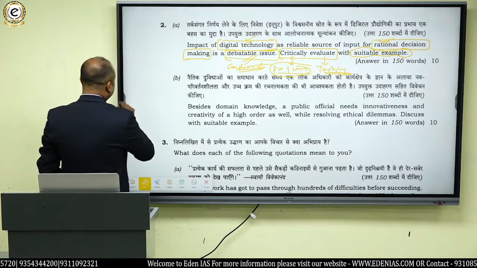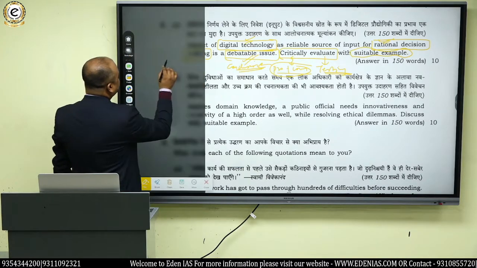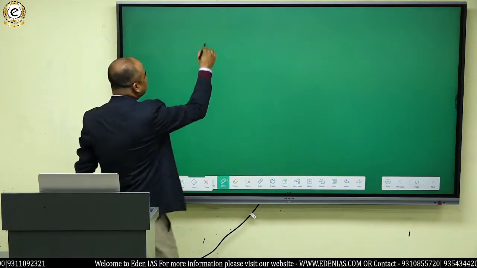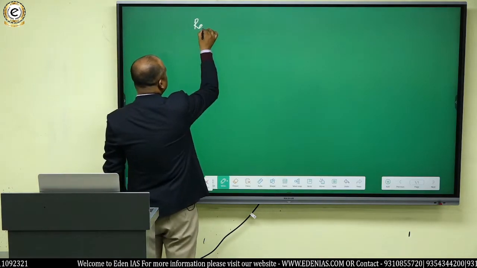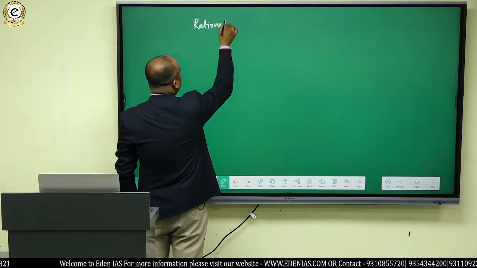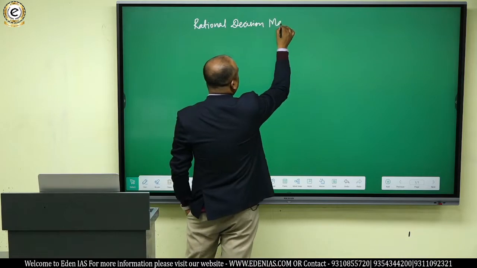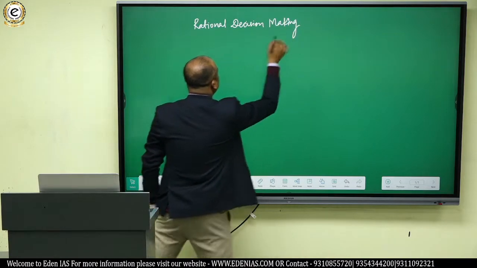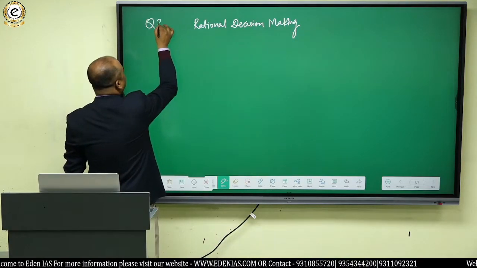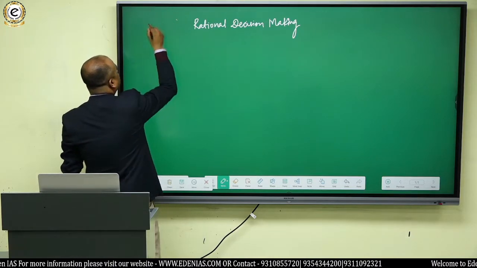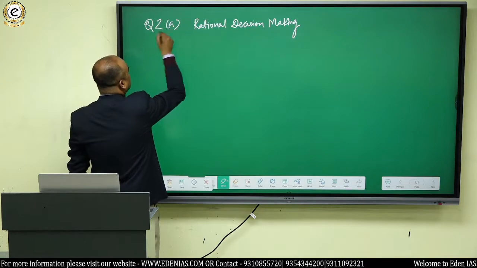Do you understand that? So this is what you have to do. So let's try to write an answer for this, and for this we will first try to understand what is rational decision making. Now this is question number 2, part A.